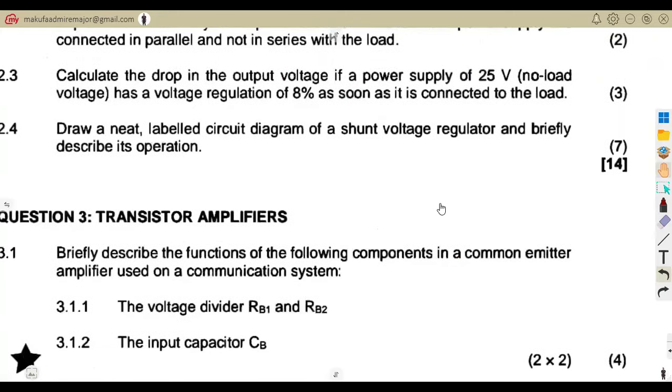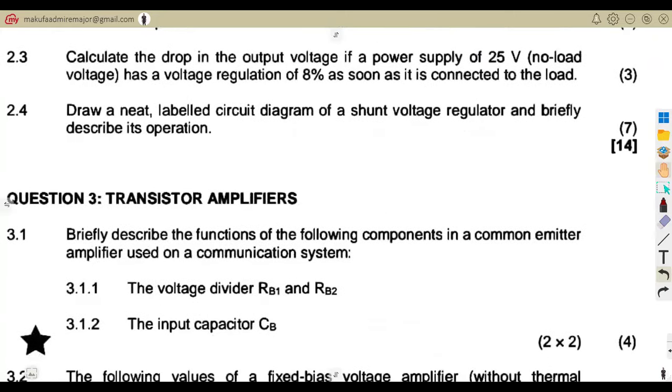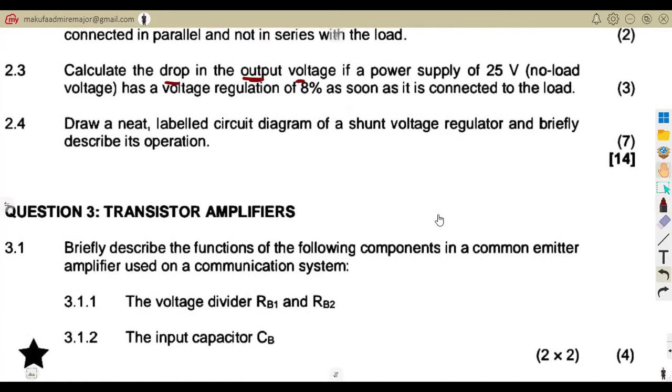Then considering 2.3, you're given to calculate the voltage. That is the drop in the output voltage, the drop that happened in the output.